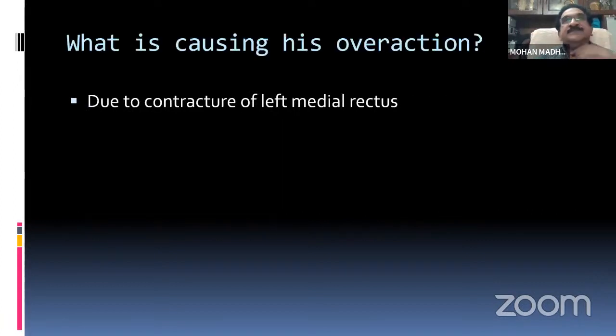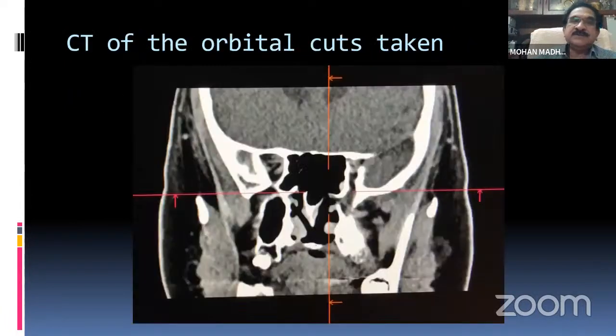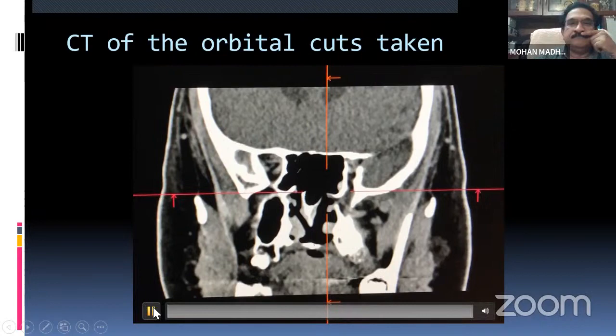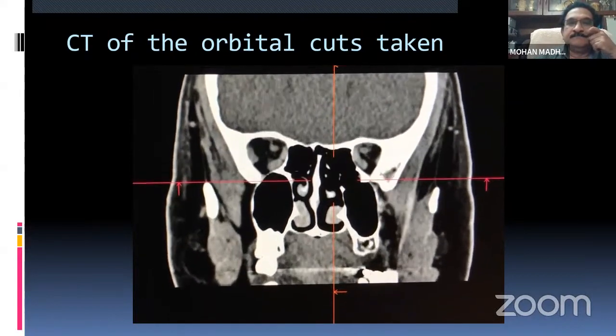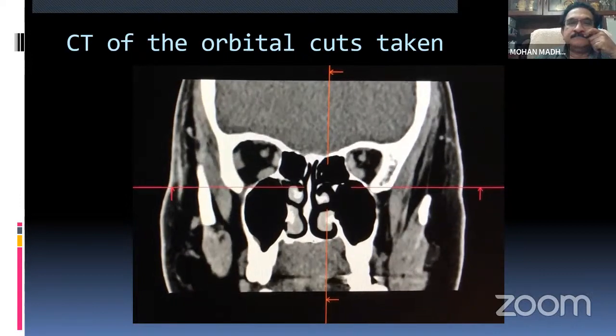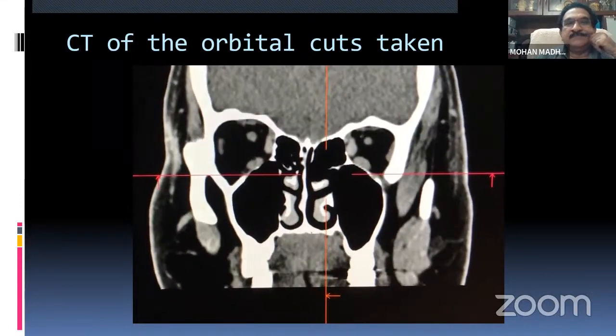Now, what is causing the overaction? Due to contracture of the medial rectus, it is unlikely. So I checked the orbital scan once again, did an orbital CT, to find out any shortening of the medial rectus or any thinning of the medial rectus. This is the orbital CT. The muscles are normal.